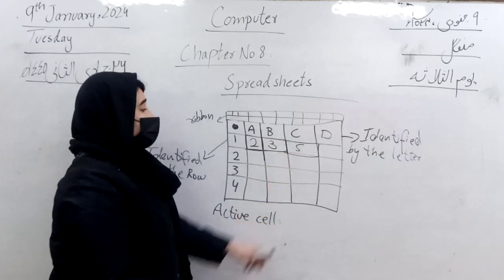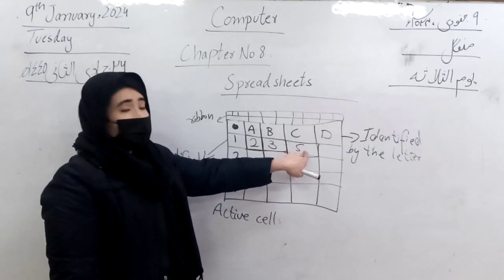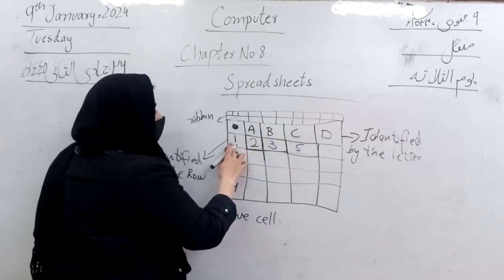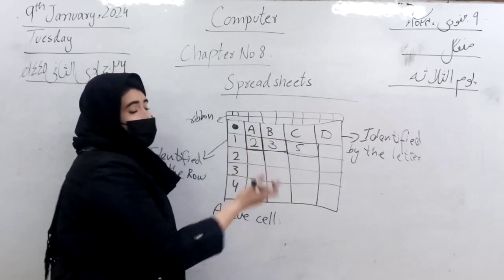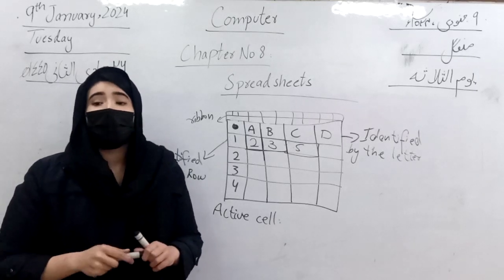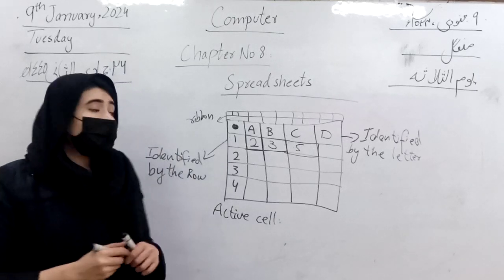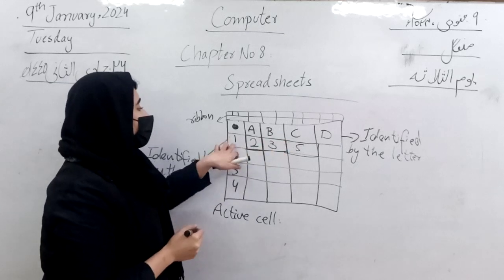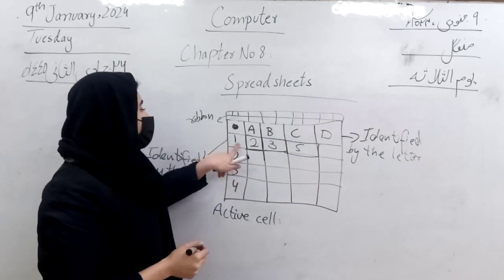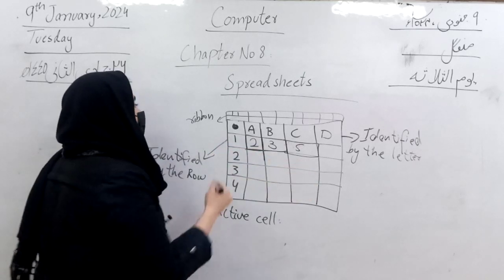Just like this cell has the number 5, then it is shown at C1. Why? Can anyone tell me why it shows C1? Yes, very good. It shows C1 because it is the intersection of the C column and row one. Very good.